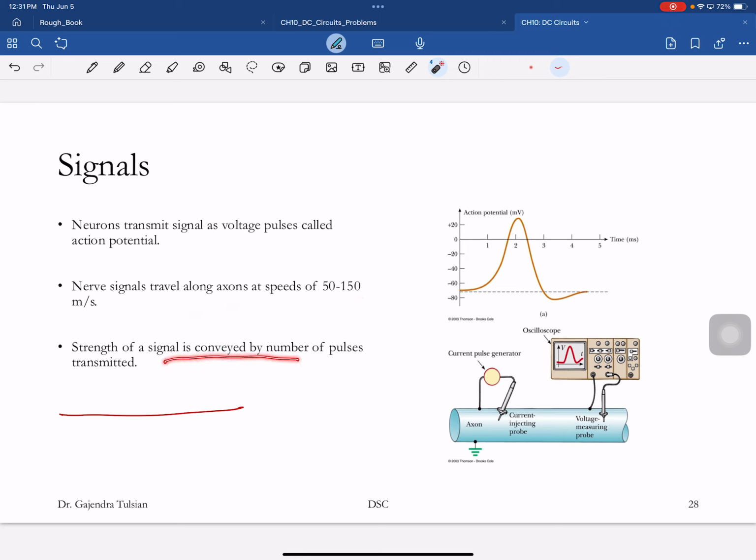And the strength of the signal is conveyed by the number of pulses transmitted. What does that mean? Well, if you hit something that sends a lot of signals, you'll feel it. So if it's very hot, then there are 100 pulses going a second. If it's not as hot, 10 pulses a second or so. You eat very hot food, 100 pulses a second. You eat mild food, 10 pulses a second. So that's what we mean by that. Strength of the signal is conveyed by that.